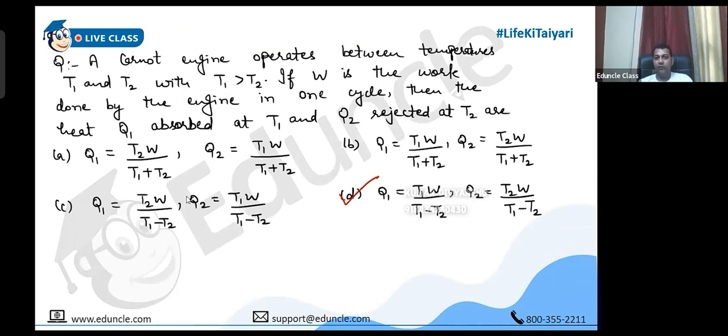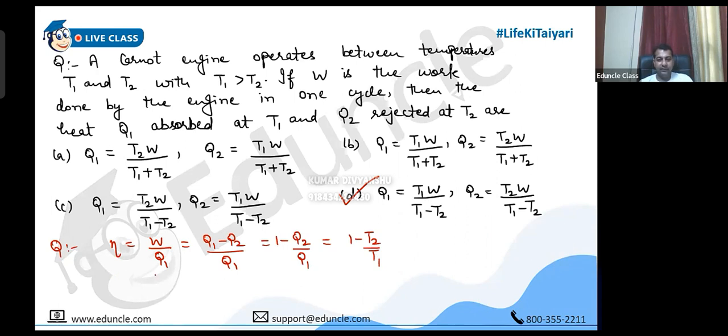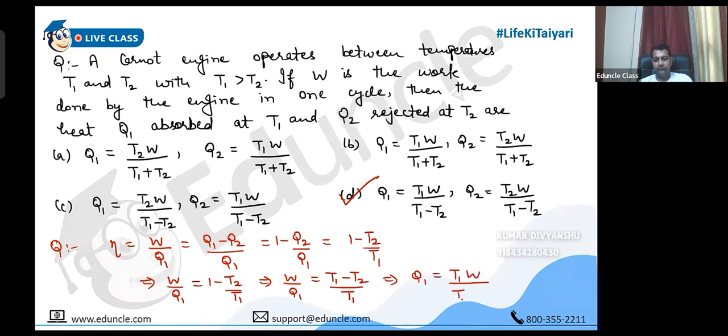But let me tell you about Q1 also. How to get it? Eta is W by Q1, that is Q1 minus Q2 by Q1. This is the first relation. Okay. So this gives Q1. Clear? And Q2 we have already done.